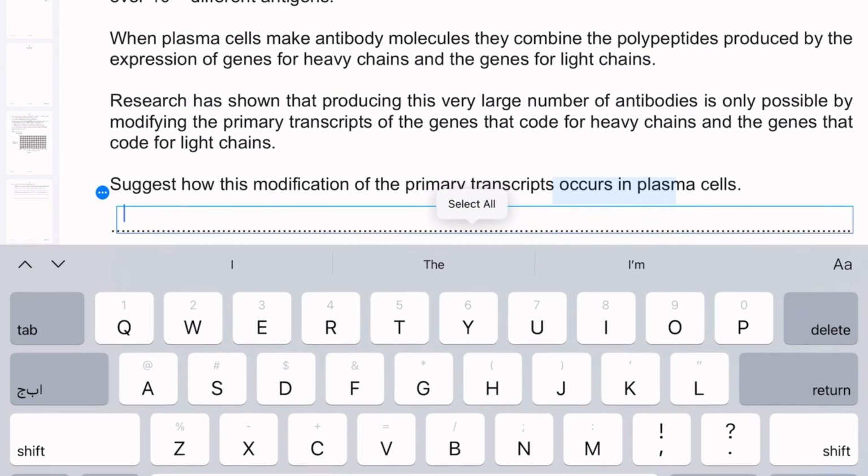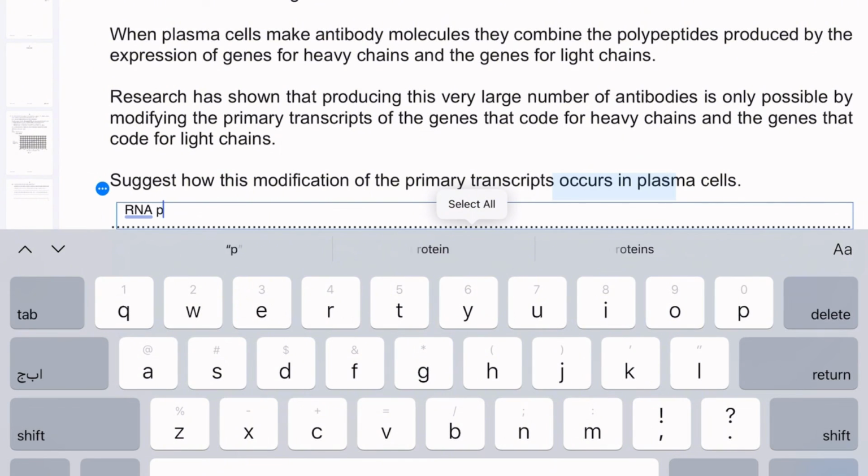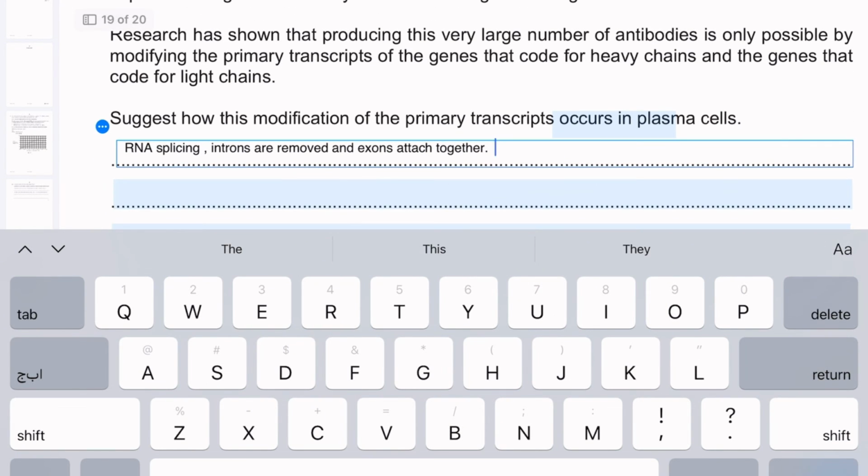So let's go ahead and write this down. By RNA splicing, where the introns are removed and exons are attached together, and this obviously goes to form that. Okay, so introns are removed and exons are attached together, and you no longer have these non-coding sequences, and that's it.